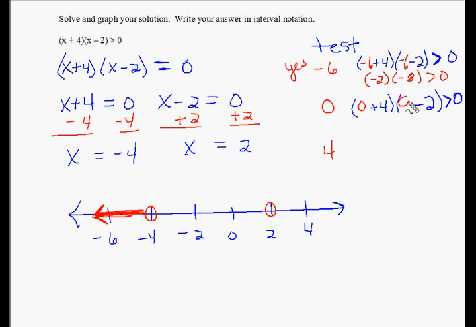Putting 0 back into the original equation, we have 4 plus 0 is 4, and 0 minus 2 is negative 2. Positive 4 times negative 2 is negative 8, and negative 8 is not greater than 0. So I do not want anything here between the two answers that I found, negative 4 and positive 2. None of this is shaded.